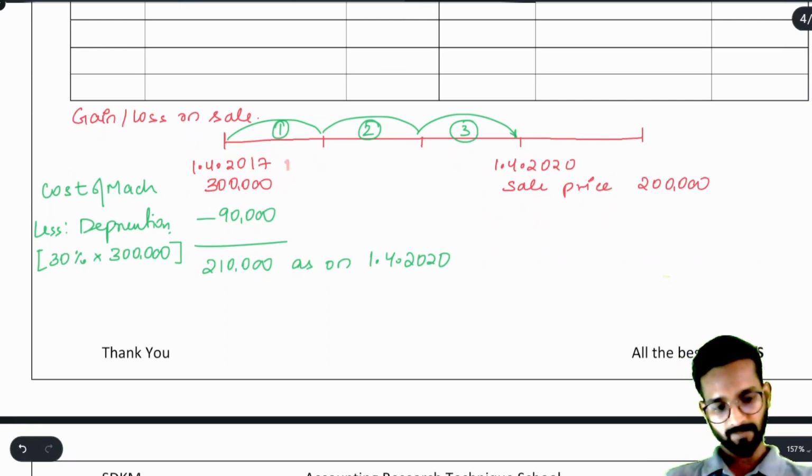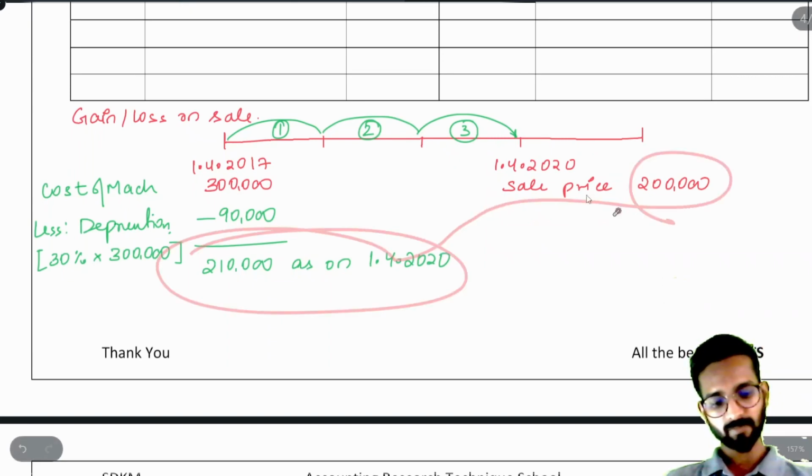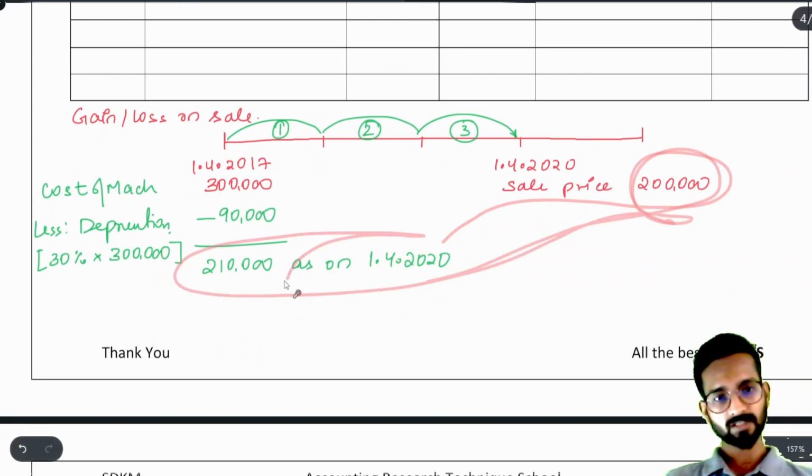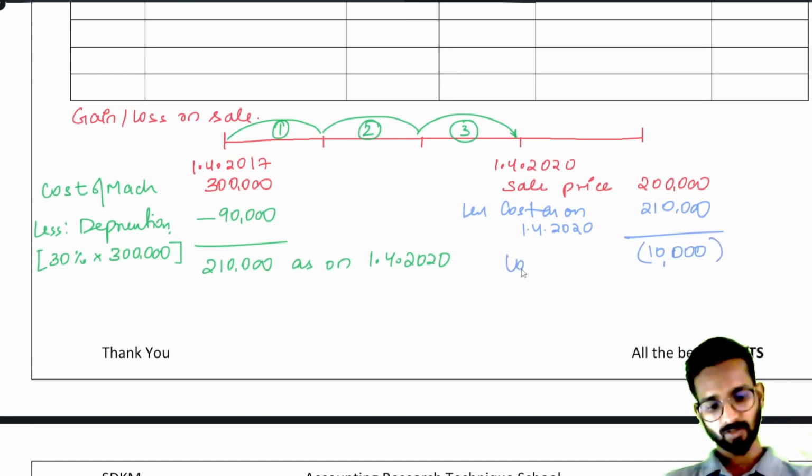Now I will compare this cost from the sale price on the same date, because as on 1/4/2020 sale price is 2 lakh, as on 1/4/2020 cost is 2,10,000. So I will write here less cost as on 1/4/2020, that is 2,10,000. Amount will come in negative 10,000. It means it is nothing but loss on sale of machinery.